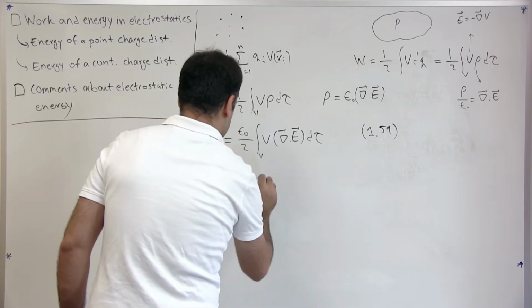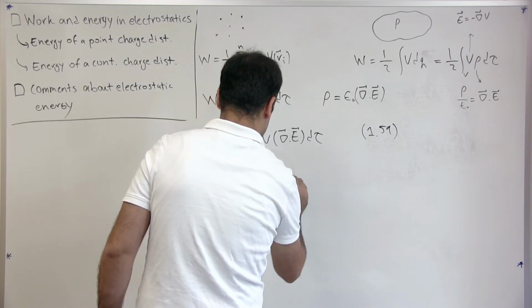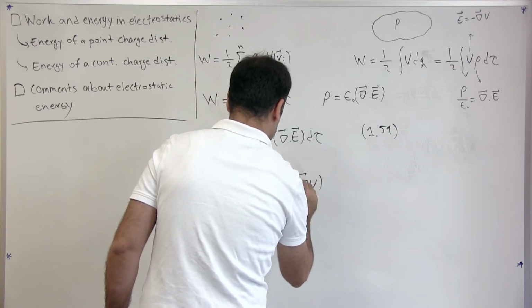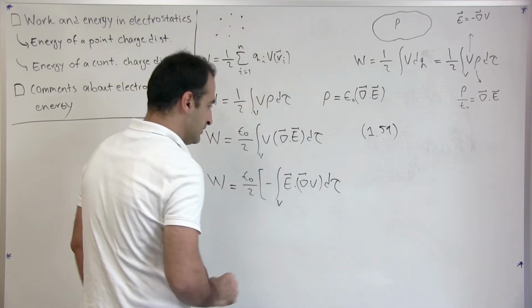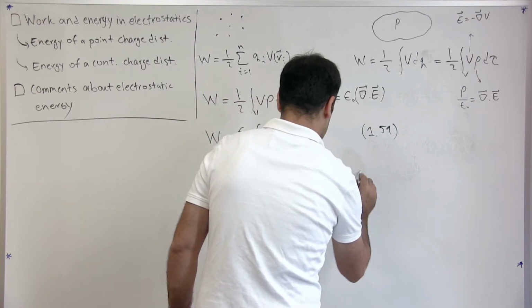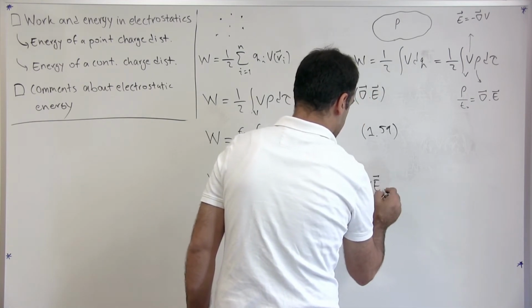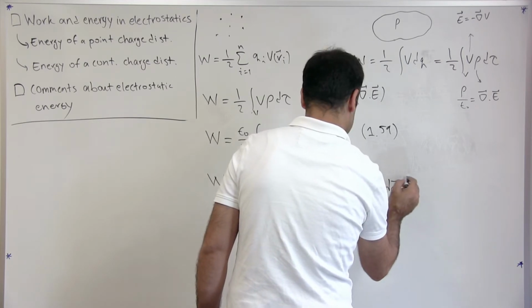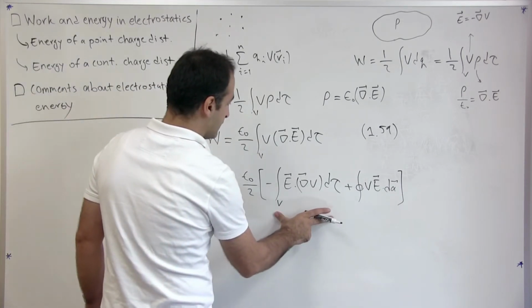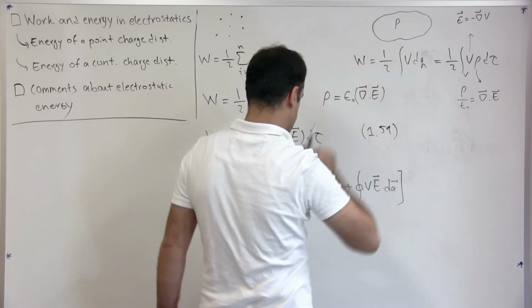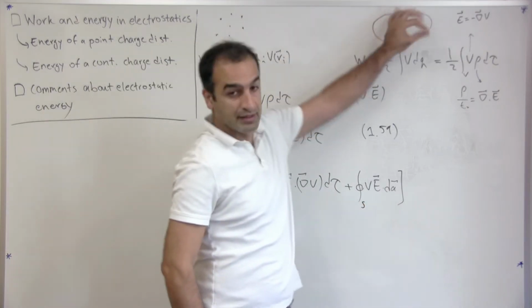We have epsilon 0 by 2 here, and then we have two integrals. The first one is negative of E dot gradient of V d theta, and this integral runs over volume. The second integral is an integral over closed surface of V, the electric potential, times E, the electric field, times dA. So the first integral is over the same volume where we have the charge distribution, and the second integral is on a surface encapsulating this volume.